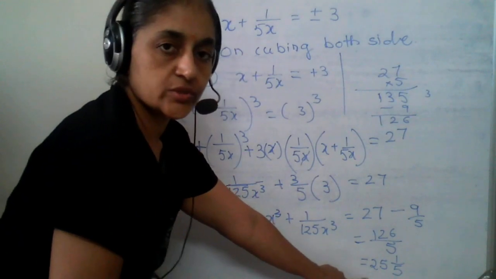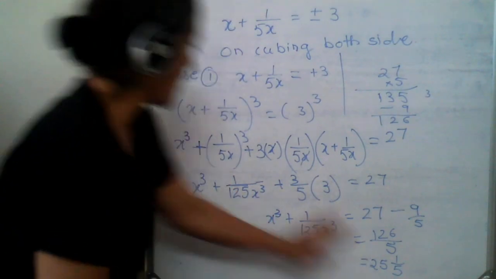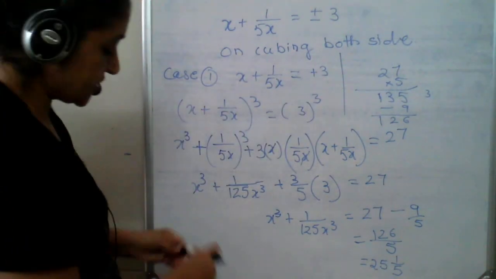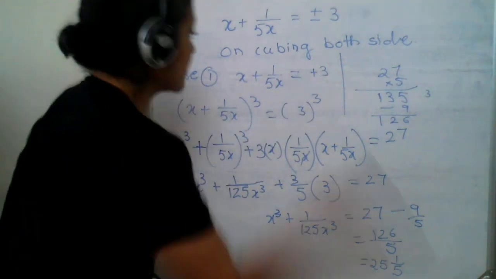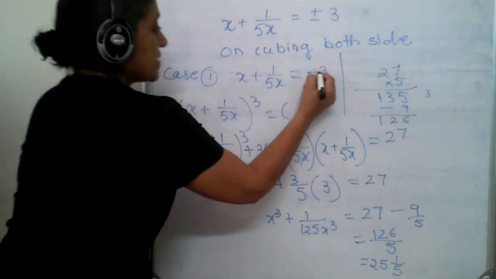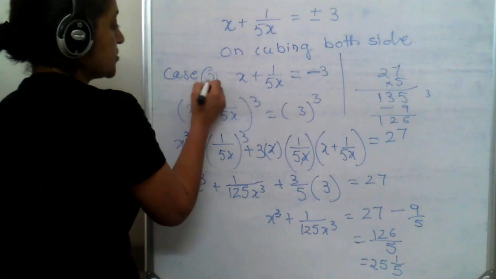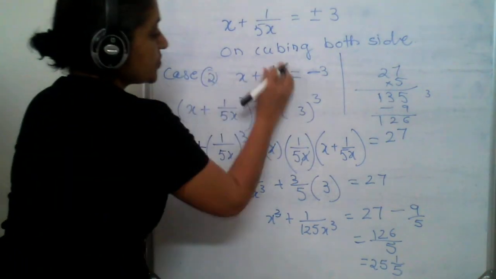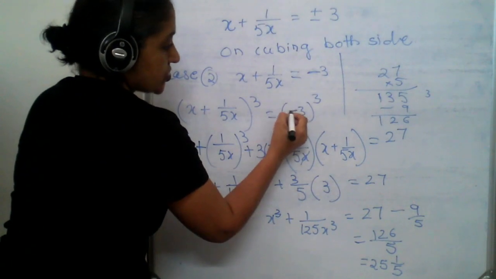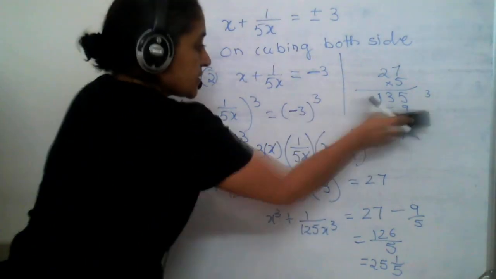This answer is positive, isn't it? Okay. Now if I take negative 3, what will happen? Now just see, negative 3 will make changes wherever necessary. I will make this case 2. In case 2 we have taken x + 1/5x as negative 3. So this is also negative 3 here.